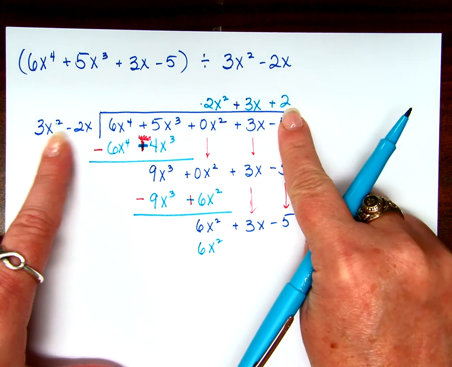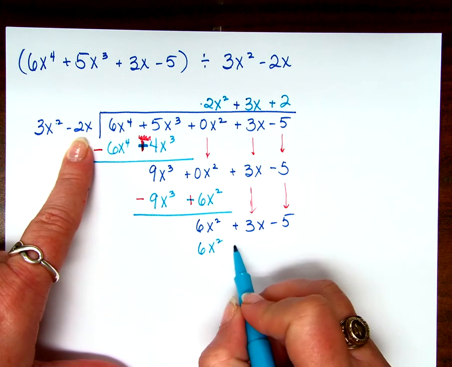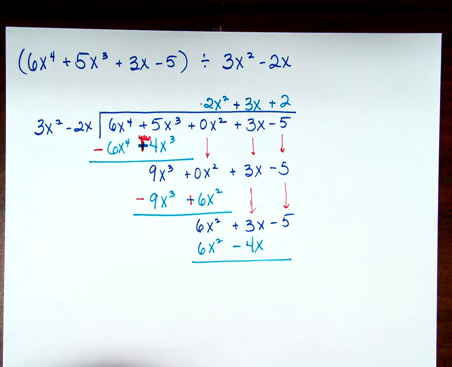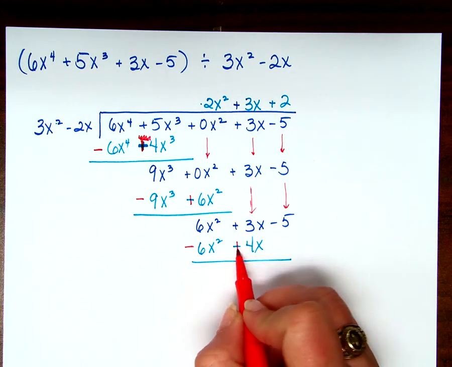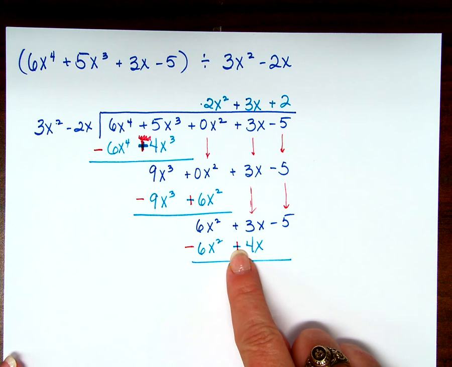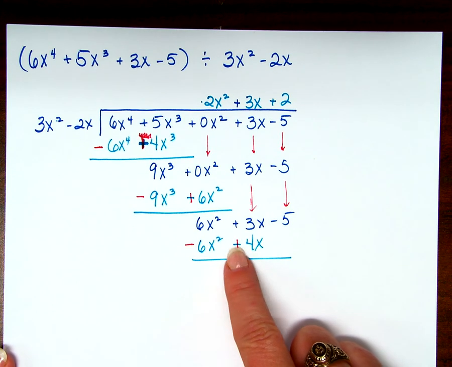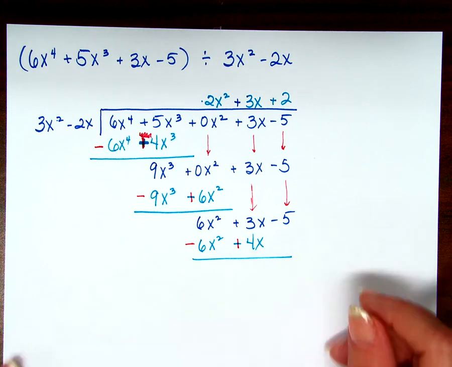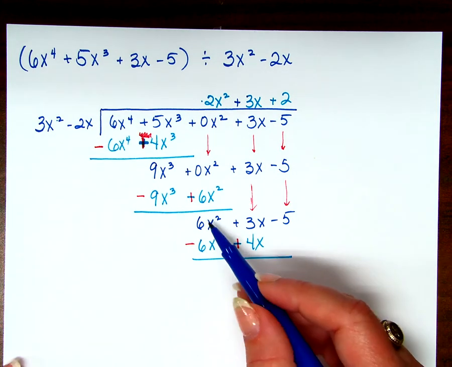6x squared. 2 times negative 2x, negative 4x. And now subtract each term, right? Do you see why I made that a positive? Because if I'm subtracting a negative, isn't that adding? Okay? I just don't want you to be confused about that. Now combine your like terms.